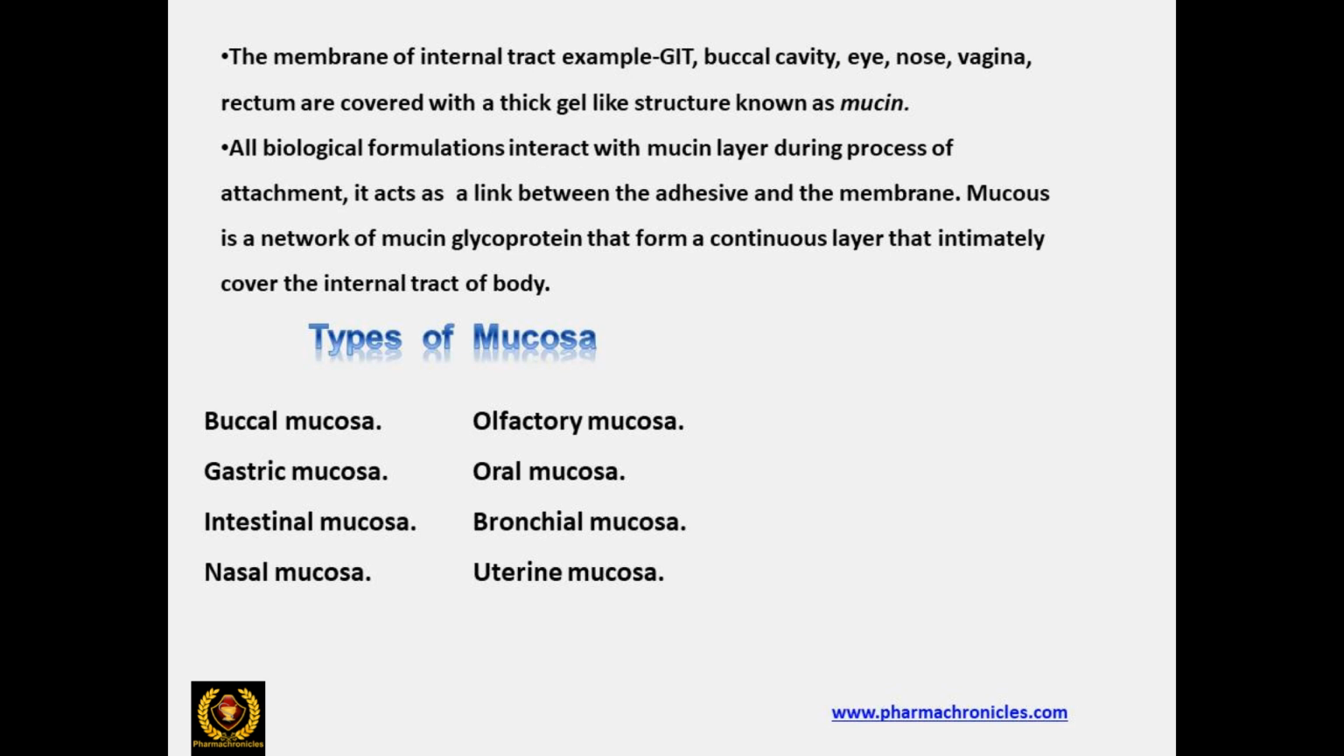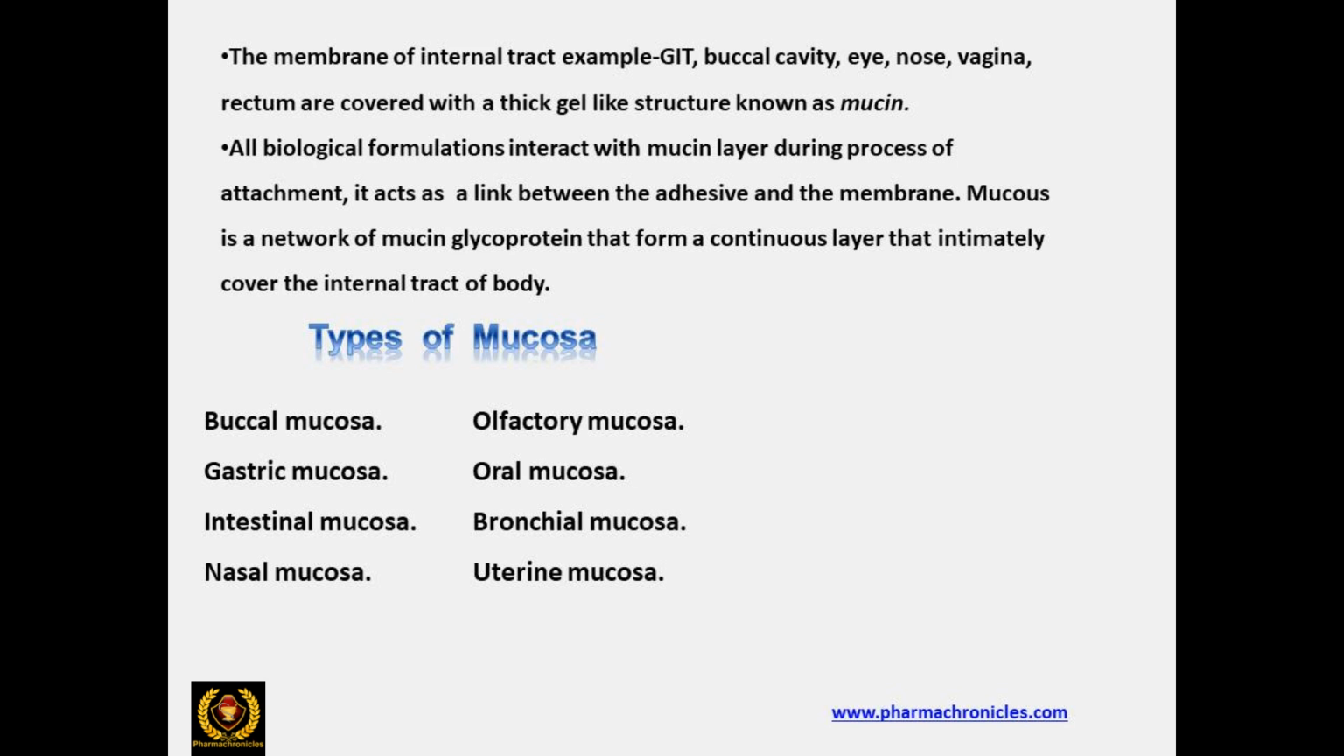The membranes of the internal tract, for example gut, buccal cavity, eye, nose, vagina, and rectum, are covered with a thick gel-like structure known as mucin. All biological formulations interact with the mucin layer during the process of attachment. It acts as a link between the adhesive and the membrane. Mucus is a network of mucin glycoprotein that forms a continuous layer that intimately covers the internal tract of the body.